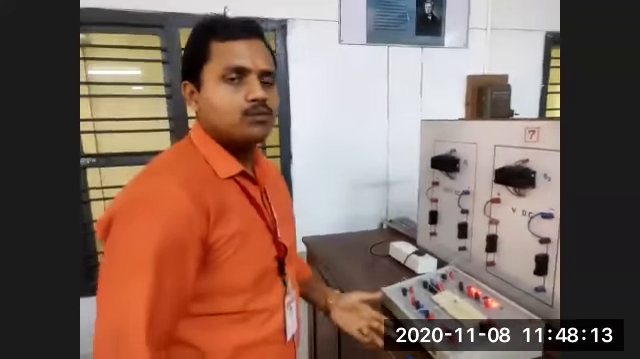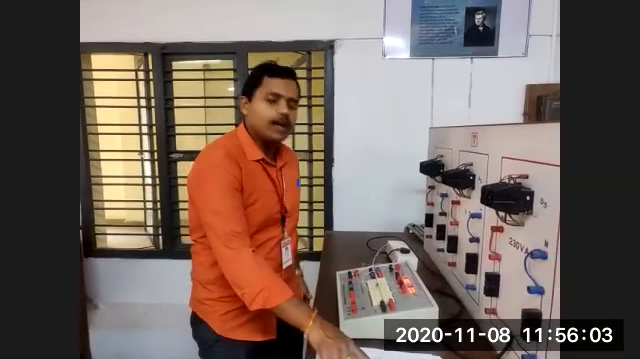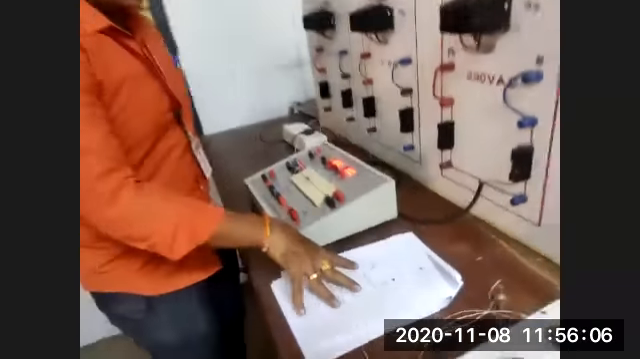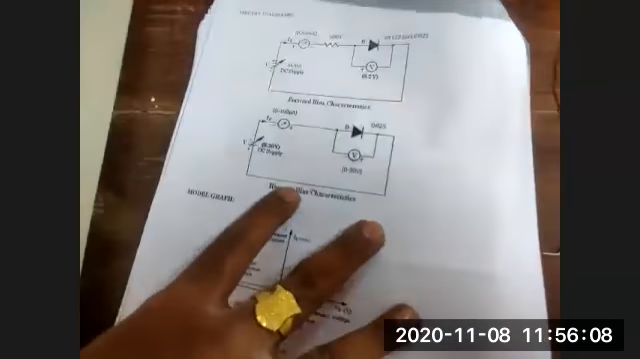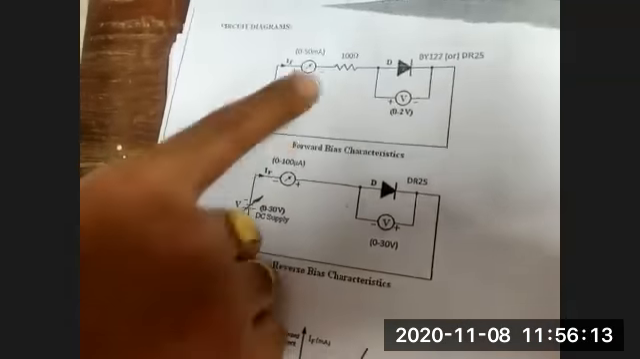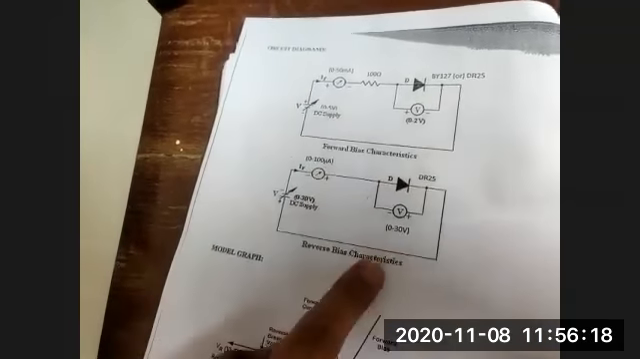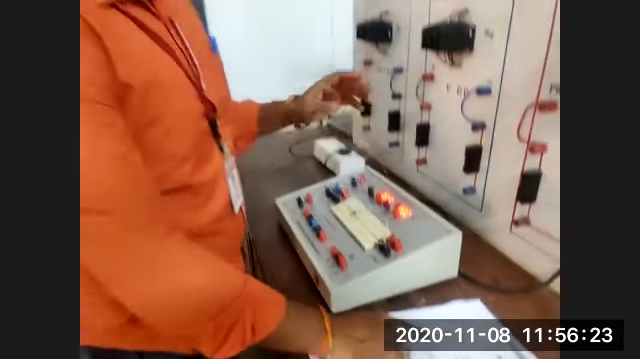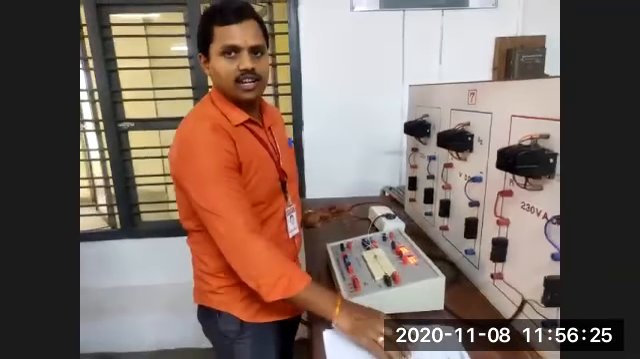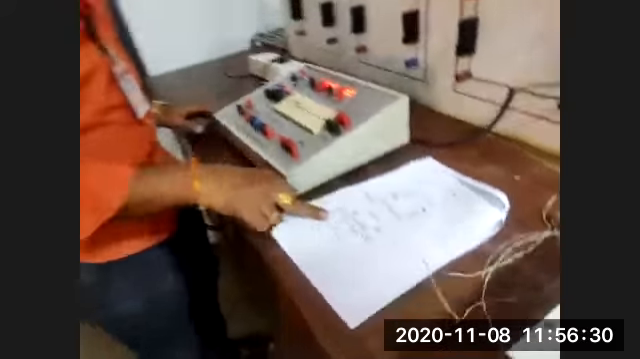Next, we go for reverse bias characteristics. Previously, we discussed the p-n junction diode under the forward bias condition. Now we go for reverse bias. This is the circuit diagram for reverse bias condition. The polarities are reversed compared to forward bias, and there is no resistance in the reverse bias circuit. The connections are otherwise the same as in forward bias. Only these two changes: the terminals are reversed, and there is no resistance in the circuit.